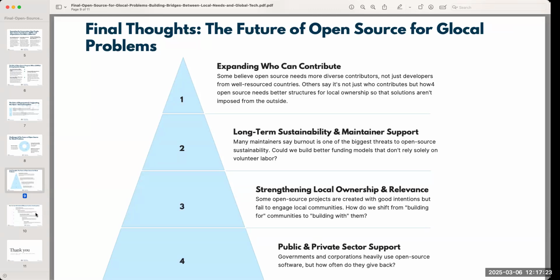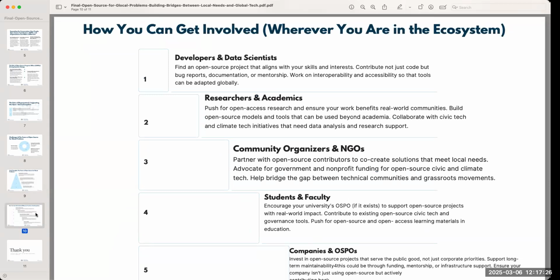And the next slide is, how can you get involved? Depending on your role or background, there are many ways to engage. And I listed a few to consider. If you're a developer or a data scientist, find an open source project that aligns with your skills and interests. I believe that contributing to not just code, but also bug reports, documentation, mentorship goes a long way. I believe working also on interoperability and accessibility will help so that these tools that you're creating with your time can be adopted globally.